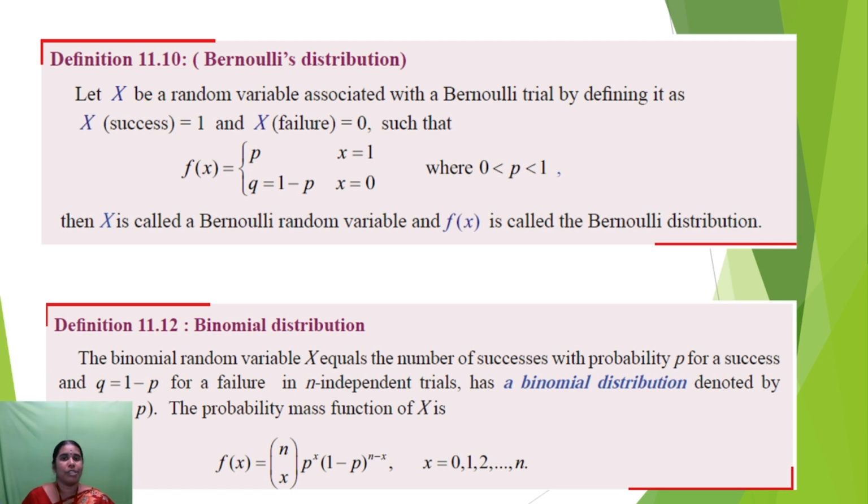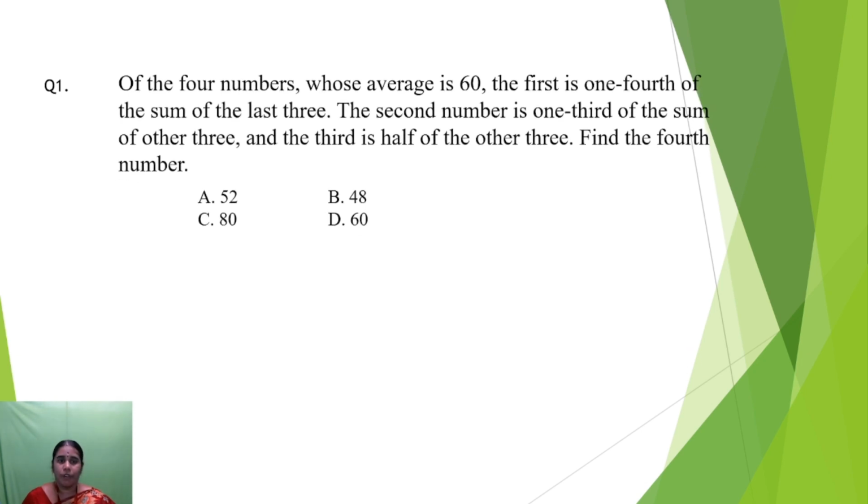Next, we go through some of the problems in this section. Problem number 1. Of the 4 numbers whose average is 60, the first one is 1/4 of the sum of the last 3. They have 4 numbers and they have given the average as 60.